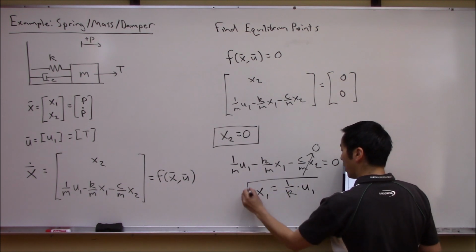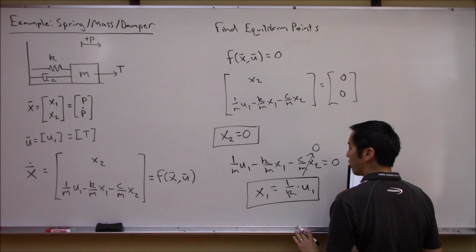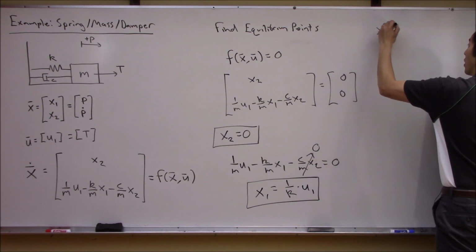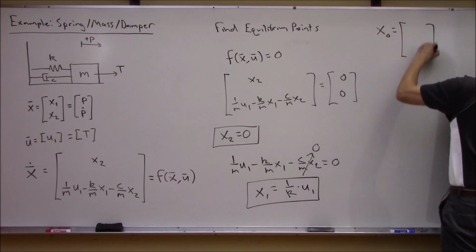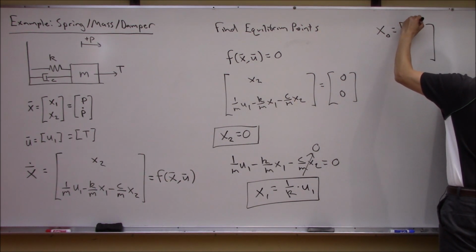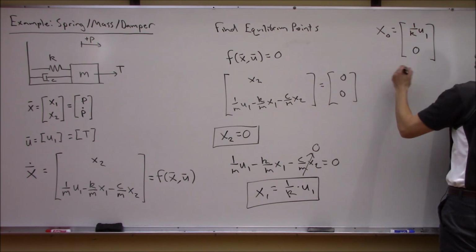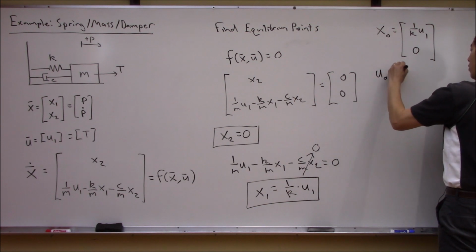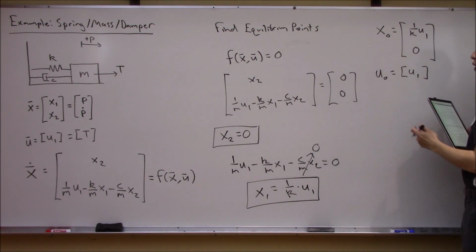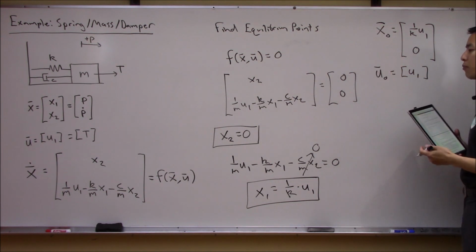Right? So here's the relationship for our equilibrium point. We can see that the equilibrium point we achieve for this system is x1 just has to be 1 over k times u1, and then 0. And u0 is u1 can be free. As long as we satisfy this, these are the equilibrium points for the system.